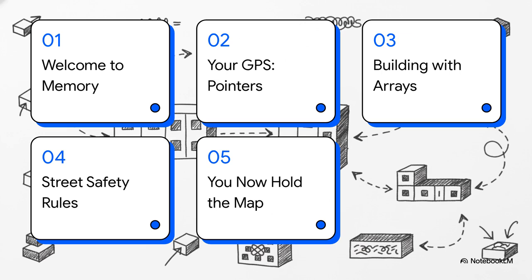So, here's the game plan for our little tour. First, we'll lay the foundation in our memory neighborhood. Then, we'll get our hands on this awesome GPS system. We call them pointers. After that, we're building whole communities with arrays and strings, learning the all-important street safety rules. And hey, by the end of this, you're going to be the one holding the master map.